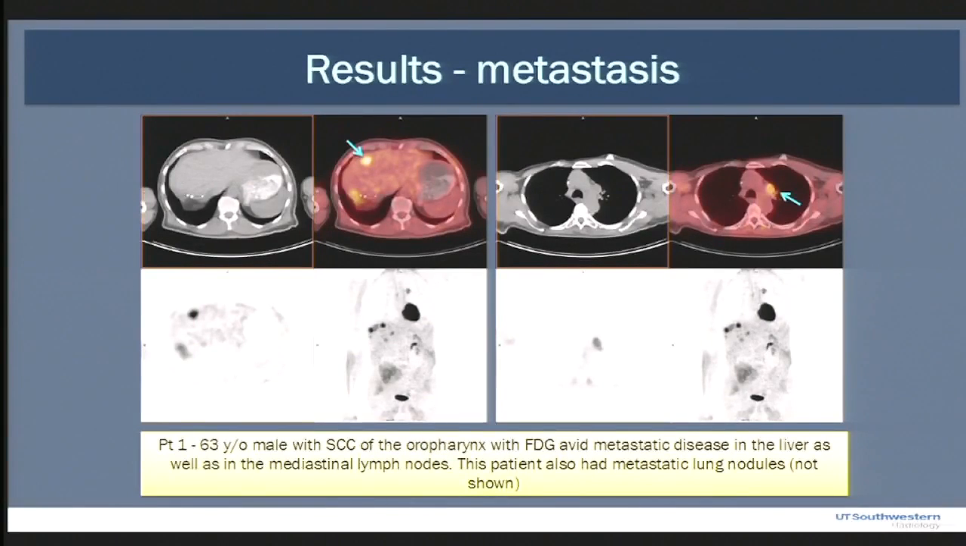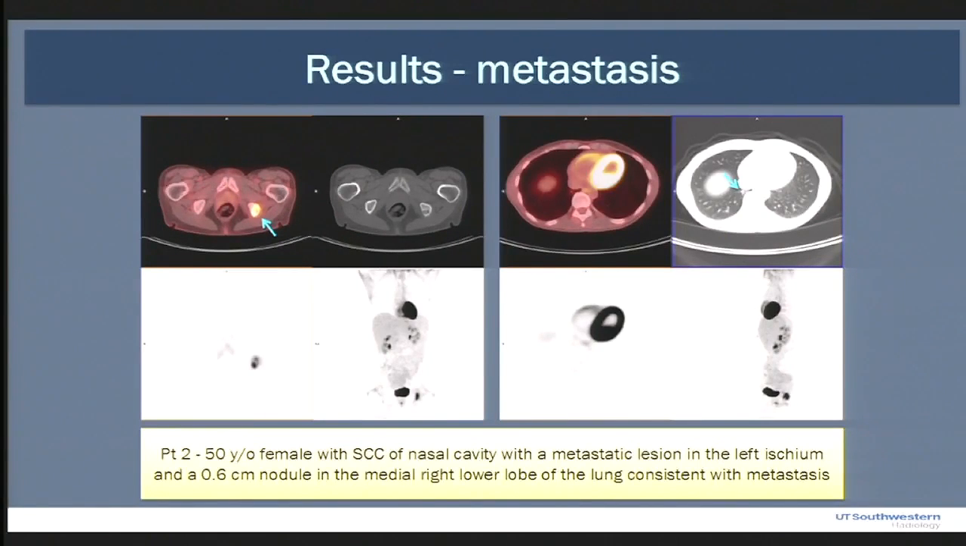So this was the patient with metastasis in the abdomen, in which we see this FDG-avid lesion in the liver. And as we can see on the image, here was the metastasis in the liver, and here he also had this FDG-avid lymph node in the mediastinum, which was also metastatic. This is the patient with metastasis in the pelvis. We see this FDG-avid lesion in the left ischium. And this patient also had this small FDG-avid nodule in the lung, which also grew after and was biopsy-proven tumor.